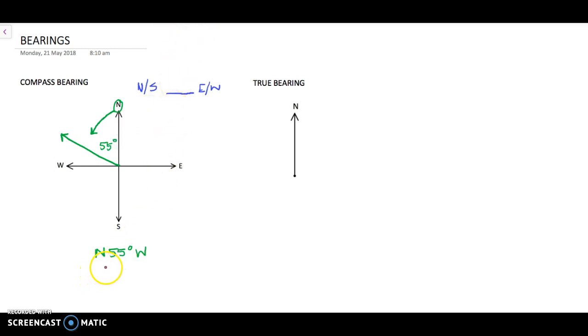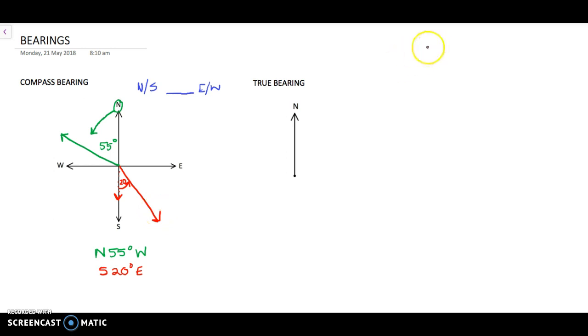Another example is, let's say that we want to start looking south and we're going to move 20 degrees to the east this time. So it means I'm starting facing south and I'm going to move 20 degrees towards the east direction. And so I'm going to be moving from this point, looking south, moving 20 degrees east. And this gives us our direction of perhaps if we're a hiker, where we're going to walk, if we're a ship, in what direction we're going to sail. So a compass bearing is made up of three elements.